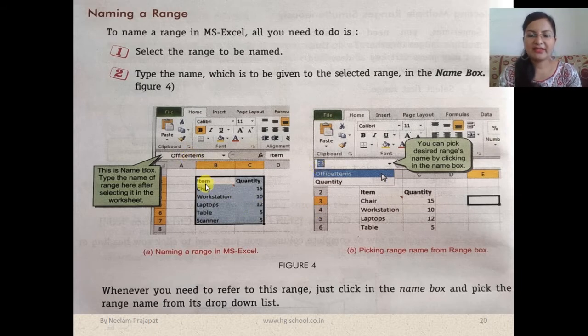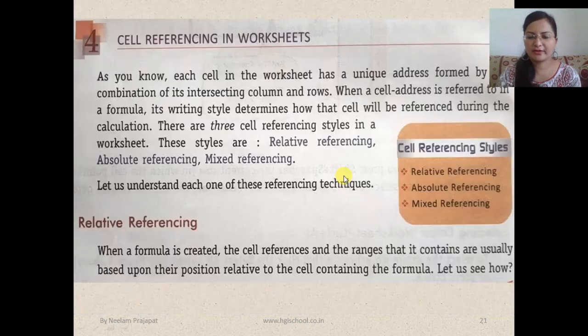So here you can see these are office stock, office items. So you can click and write office items. Now whenever you need to refer to this range, just click in the name box and pick the range name from its drop down list. Got it? Whenever you want to refer to a particular range, when you click on this drop down, you will be able to see the range names that you have given to different ranges. Like here 2 ranges are there, office items and quantity. So you can select whatever you want.